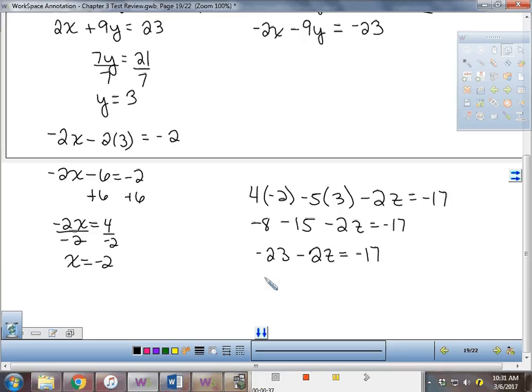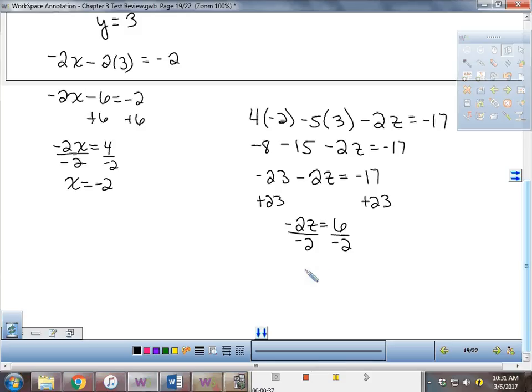So I'm going to add the 23. So negative 2z equals positive 6. Divide by negative 2, and z equals negative 3. So the point that satisfies this system would be negative 2, 3, negative 3. Always go in alphabetical order.